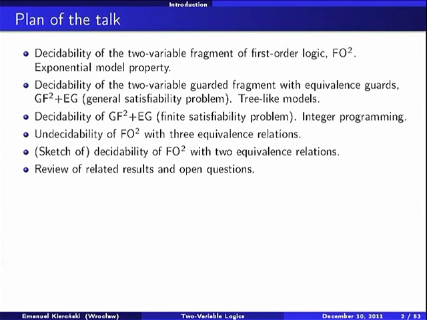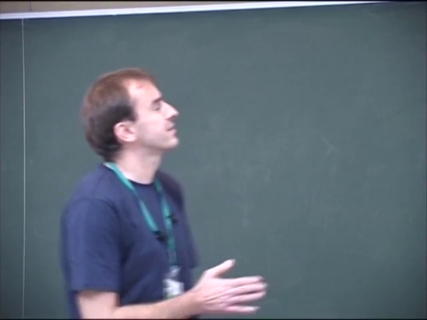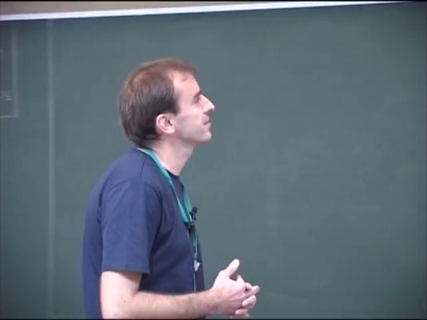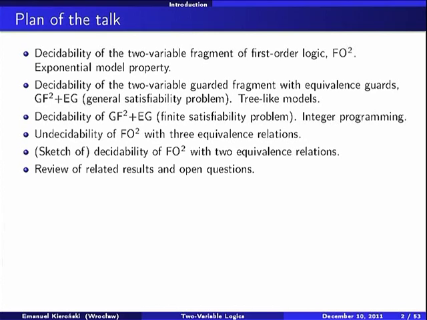And I will show two proofs. One, for the general satisfiability problem, which will go by tree-like unravelings. This is a standard technique, and it will be quite simple. And the second thing is the finite satisfiability problem, the question whether a given formula has a finite model. And to solve this problem, we will use a translation to solving a system of linear inequalities.